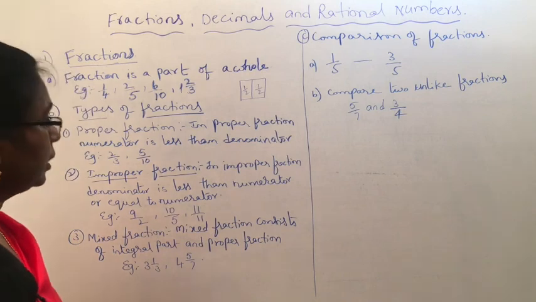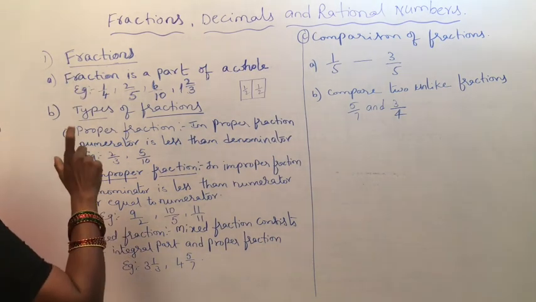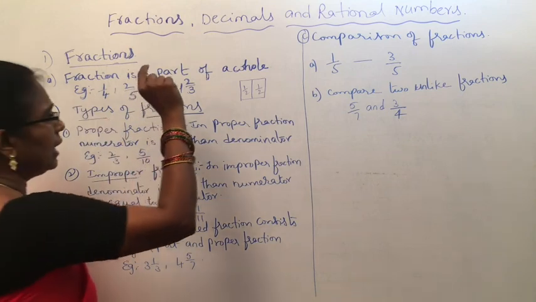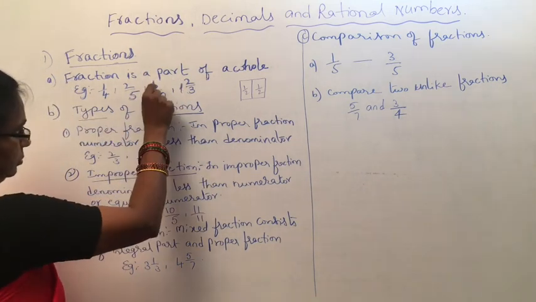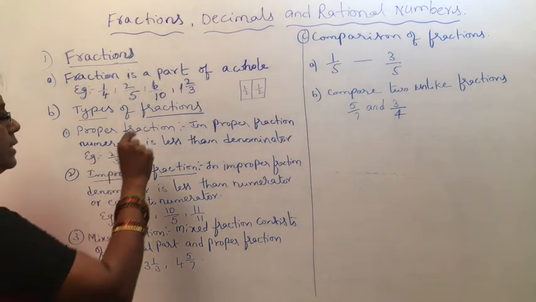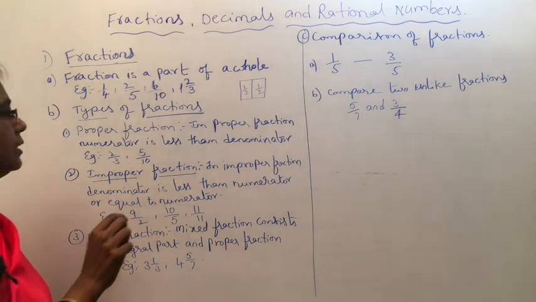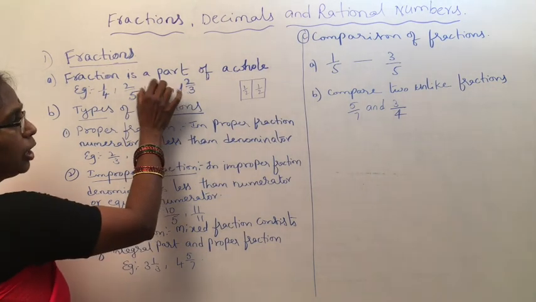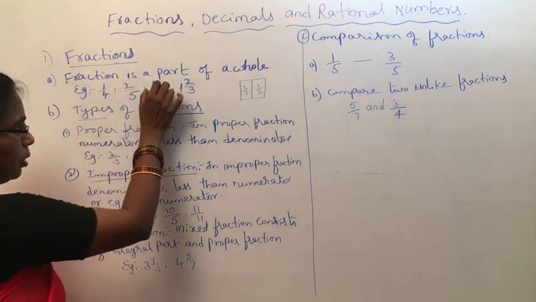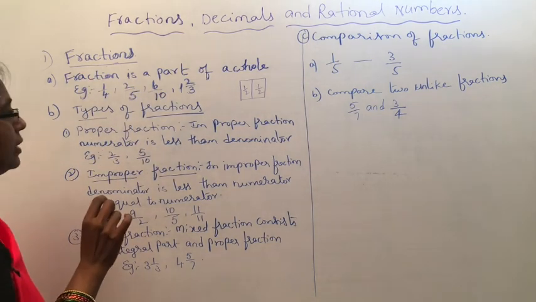Now a fraction is a part of a whole, and the upper part we call the numerator and the down part we call the denominator. The upper top number we call the numerator, the down one the denominator. What is the meaning of that?